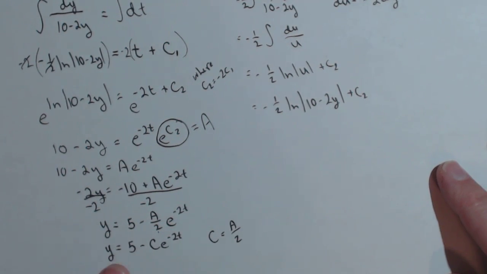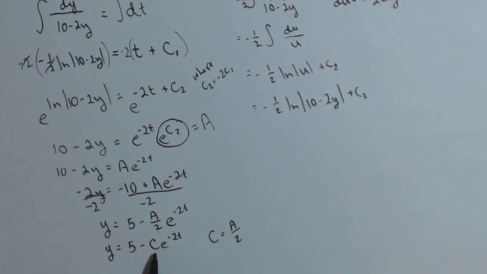So again, absorbing a constant. You see that quite a bit in general solutions of differential equations because eventually we're going to plug in some kind of initial value to solve for that constant. So why not have it as simplified as possible?